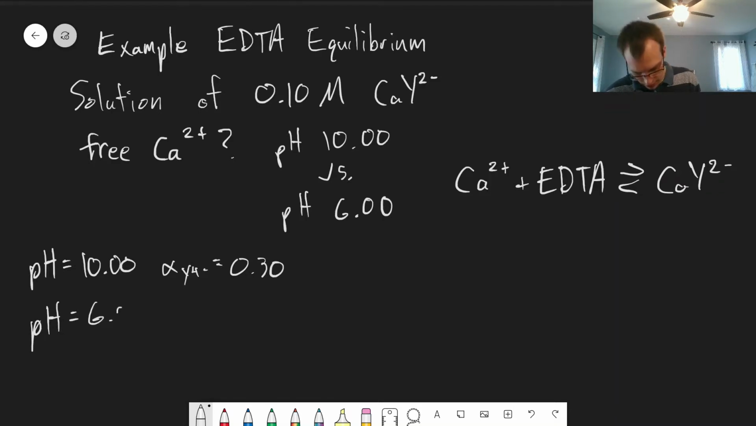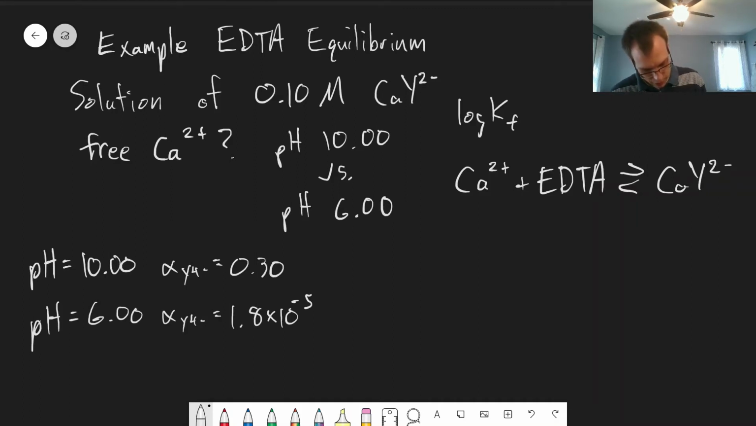At pH 6, alpha Y4 minus is significantly smaller. It's 1.8 times 10 to the minus 5. So a very small amount of EDTA exists in the fully deprotonated form. So from those, we can calculate values of Kf prime. First of all, log Kf for calcium, if we again go to the table, is 10.65.